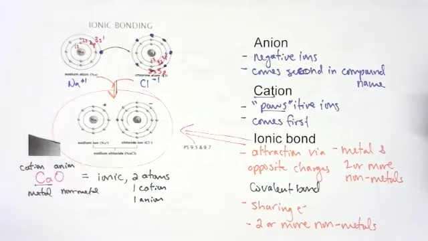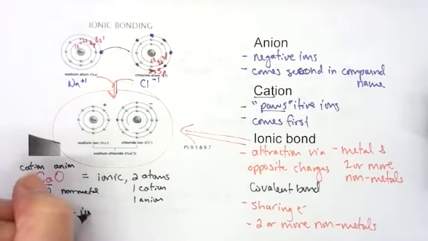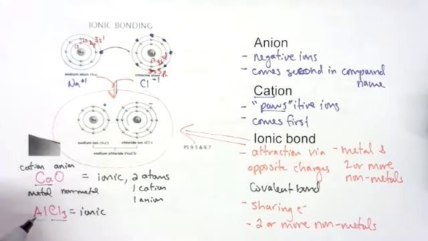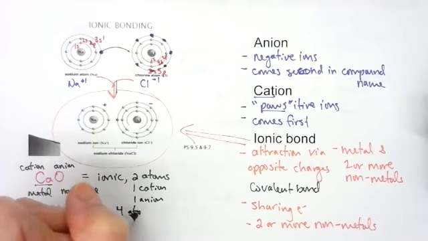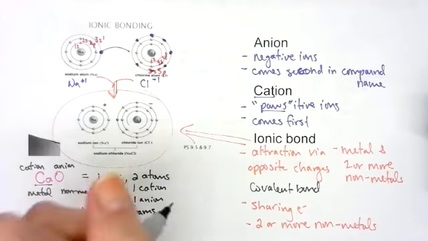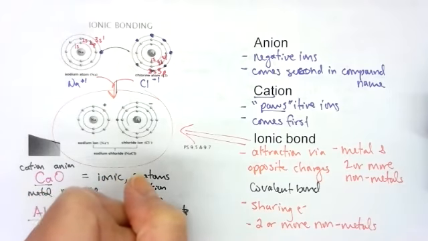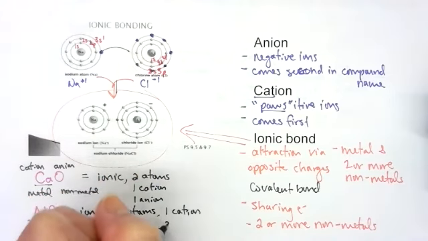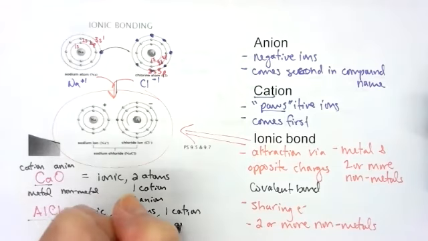All right, how about aluminum chloride? Aluminum is a metal. Chloride is a nonmetal, so this is going to be ionic. I have 3 chlorides and 1 aluminum, so I have 4 atoms. I have 1 cation, and I have 3 atoms of anion.